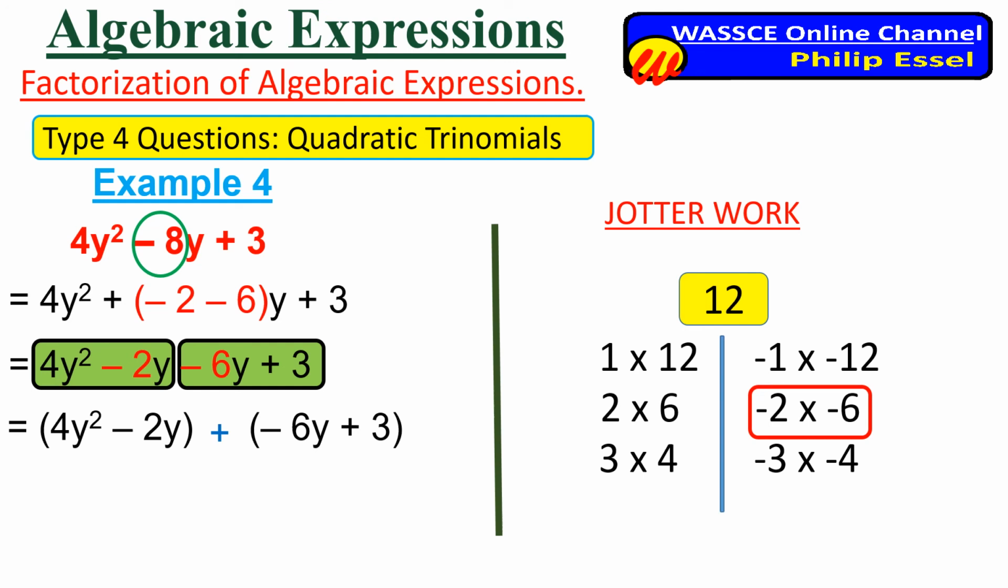So first we'll factorize the 4y squared minus 2y, and when we do that we are going to get 2y outside of the bracket. Then inside of the bracket we would have 2y minus 1. Let's bring our plus sign, and we would factorize the second part of the expression, that is negative 6y plus 3. And when we factorize this, we would get negative 3 outside of the bracket, and within the bracket we would have 2y minus 1, bracket closed.